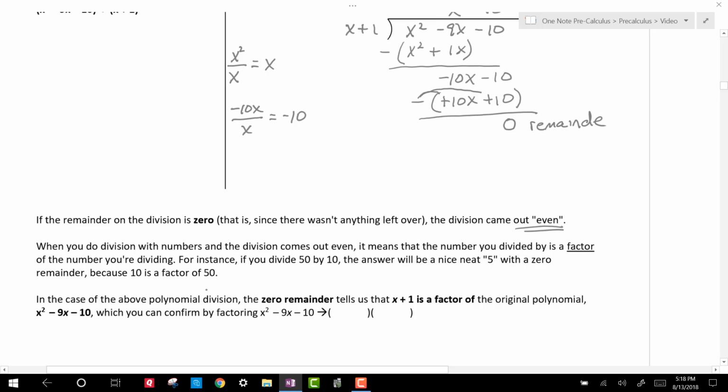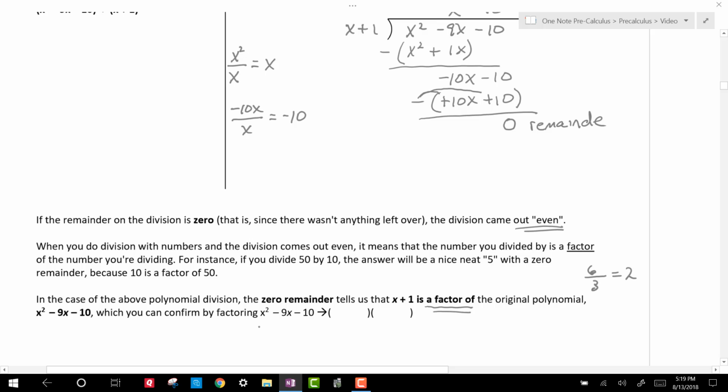Okay? So think about that. And you could say the same thing about 6. What number divides into 6? 3 divides into 6, and that means that the answer is 2. So both 3 and 2 are factors of 6 because they both divide evenly. Okay? So our polynomial above, the 0 remainder tells us that x plus 1 is a factor, and this is a key right here. If it divides evenly, it's a factor of the original polynomial, which we can confirm.